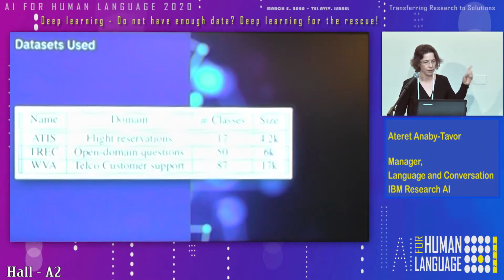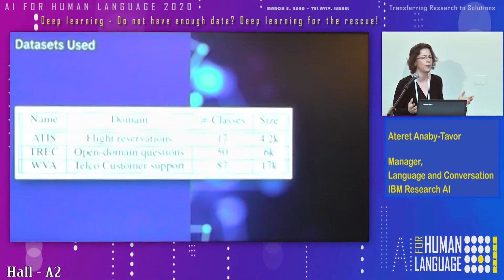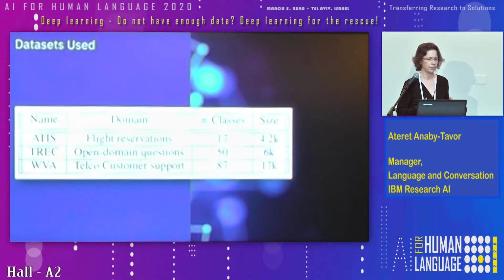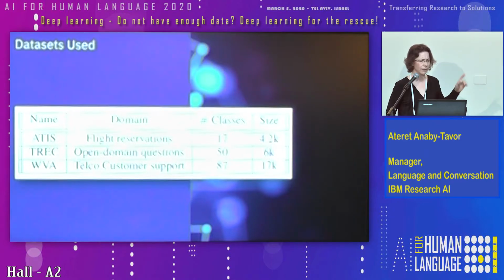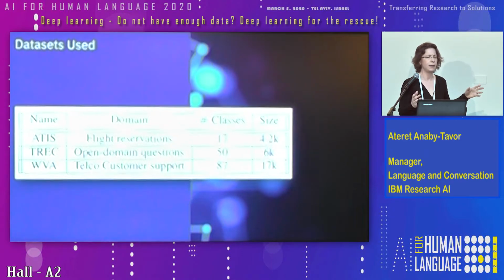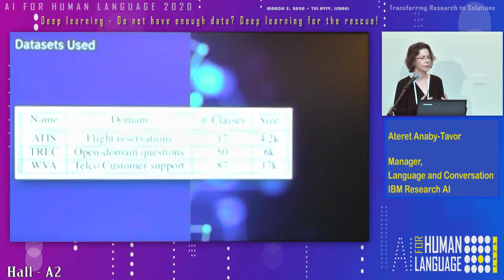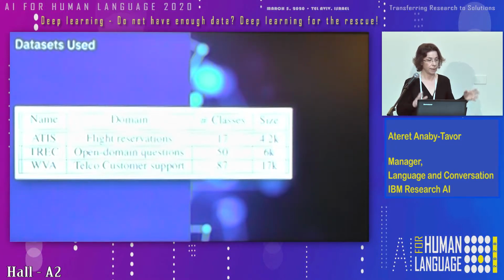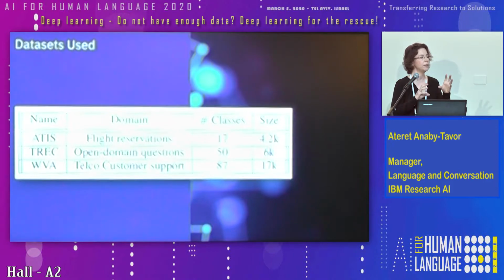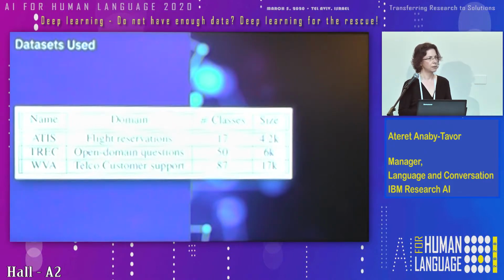The first one is the Airline and Travel Information System. It comprises all kinds of queries that relate to flight reservation and their labels. TREC stands for Text Retrieval Conference data. It comprises open domain questions with labels. And WVA stands for Watson Virtual Agent. And Watson Virtual Agent comprises telco customer support intents and sentences labeled.